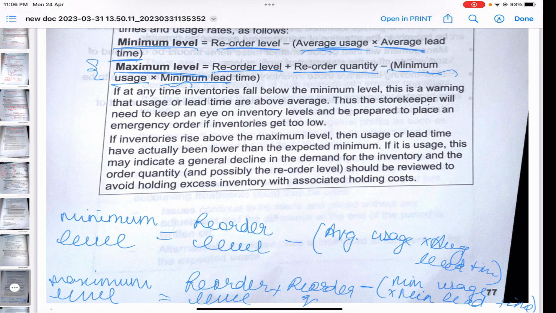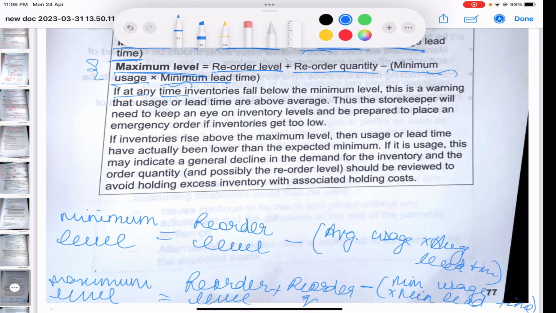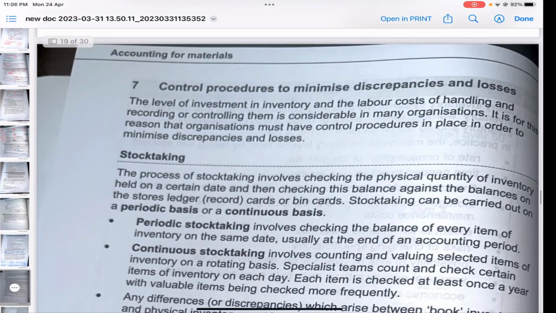So if at any time inventories fall below the minimum level, there is a warning that usage or lead time are above average. Thus the storekeeper needs to keep an eye on the inventory levels. If inventories rise above the maximum level, the usage or the lead time have actually been lower than the expected minimum. If it is the usage, it may indicate a general decline in the demand for the inventory, and the order quantity, and possibly the reorder level, should be reviewed. Avoid holding excess inventory with associated holding costs.